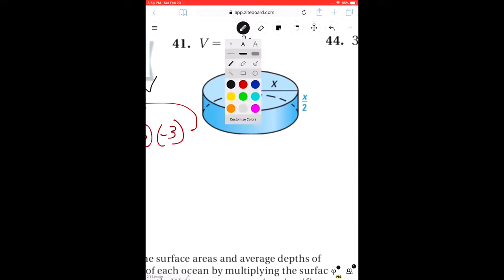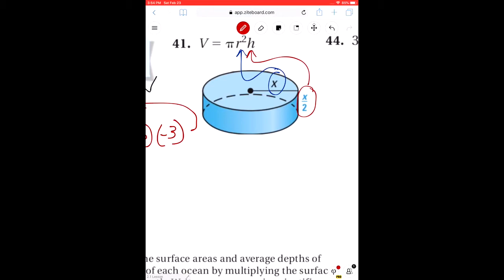So x over here, I'll use blue, refers to the radius. And I'll use another color, how about red? Here, x over 2 refers to the height. So now I'm going to plug that into this expression. And where I used to have r, I'm going to plug in x. I'm going to square it just like I used to square r. And I'm going to multiply by h. h is going to be x over 2. So all I did right now is I substituted.